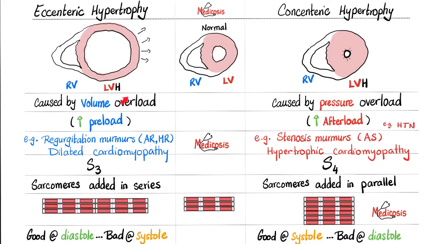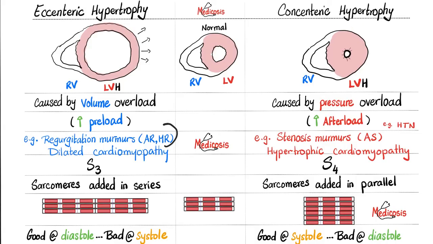When there is volume overload, i.e. increased preload, as in cases of aortic regurgitation and mitral regurgitation, we expect the ventricle to dilate eccentrically like this. So it's dilated and eccentrically hypertrophied. But in cases of pressure overload or increased afterload, we expect concentric hypertrophy from the left ventricle.